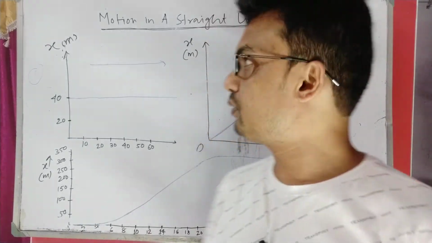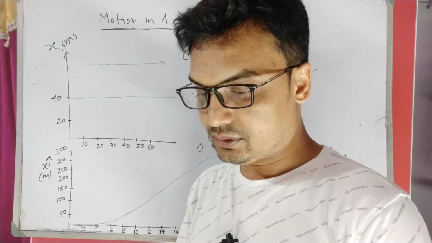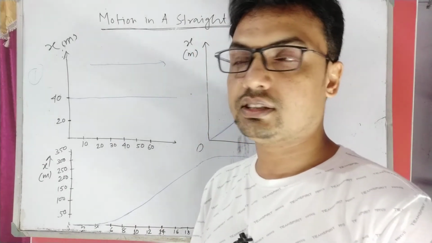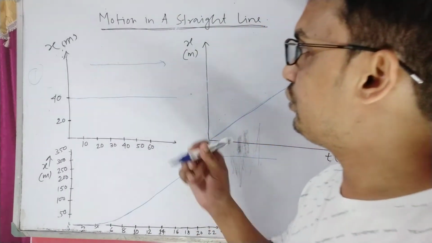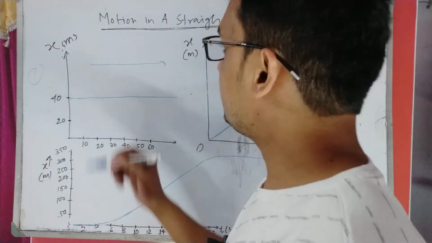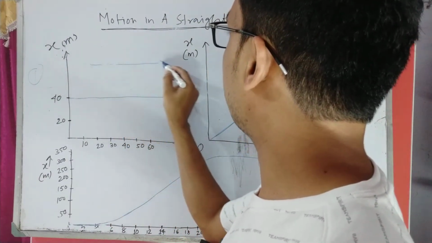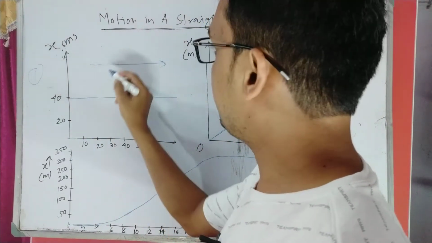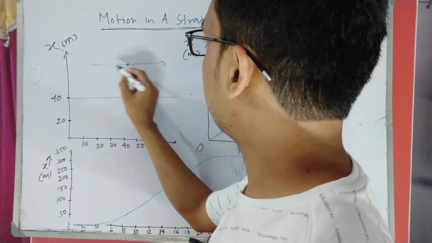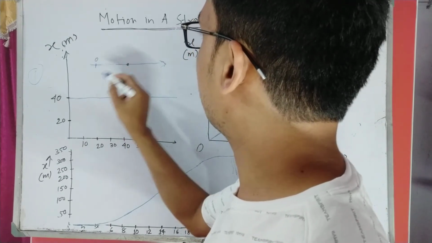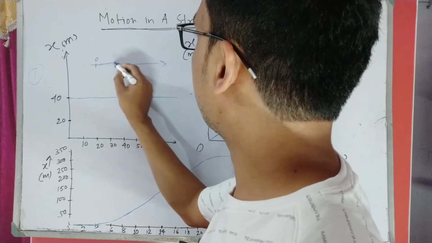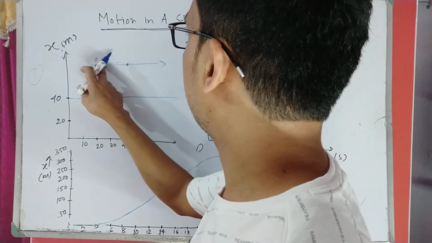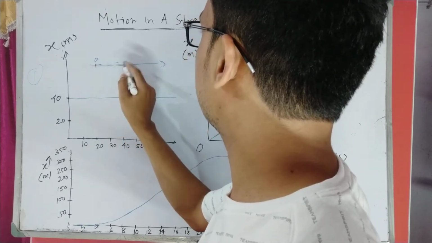In this video, I am going to explain these three position time graphs that are given in your textbook. So this first one, let us say this is the x-axis, and the particle is here. Let us say this is the origin, and the particle is 40 meter away from the origin. This is 40 meter.